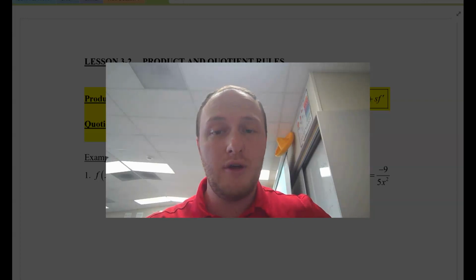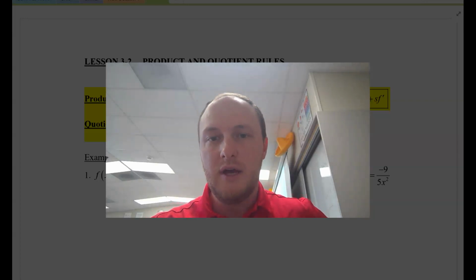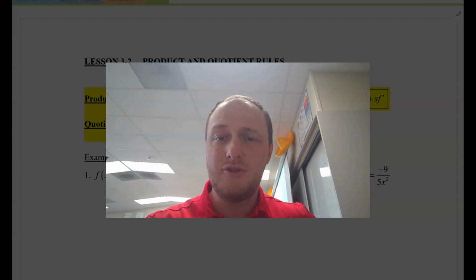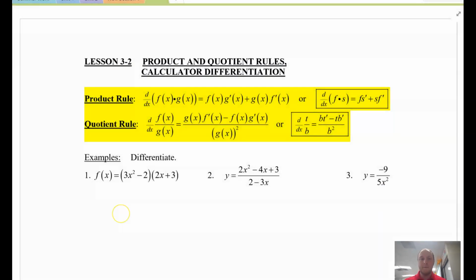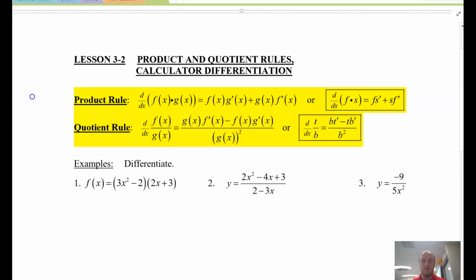So you learned the power rule. That's a pretty neat rule. And what we're going to do now is teach you another rule that works for differentiating functions when you have two polynomials multiplying or dividing. Okay, so here are just a couple of notes. Here is the product rule.